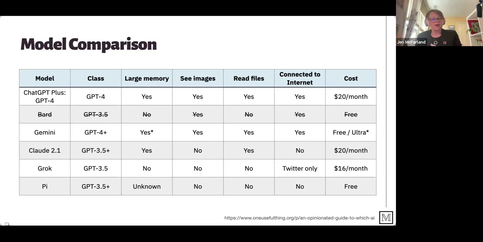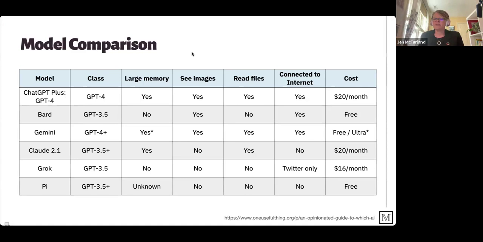It's a 3.5 plus model. It does have a large memory, granted not as large as Gemini now. Grok is the AI tool that is created by Elon Musk. It is not connected to the internet, but it does supplement responses with content from Twitter or X. And then there's some other tools here like Pi, which we'll talk a little bit about as we go.